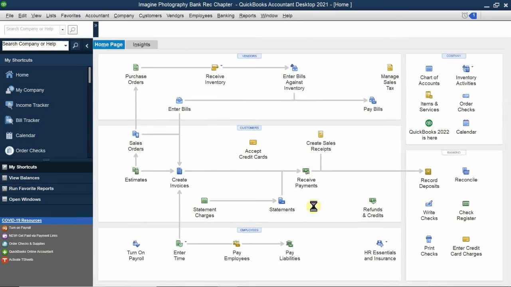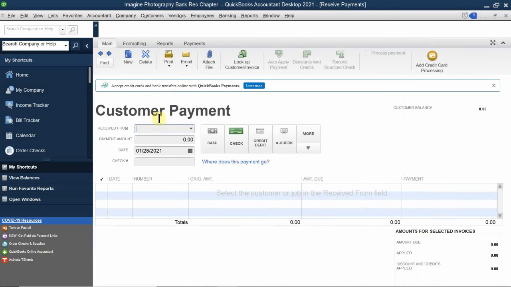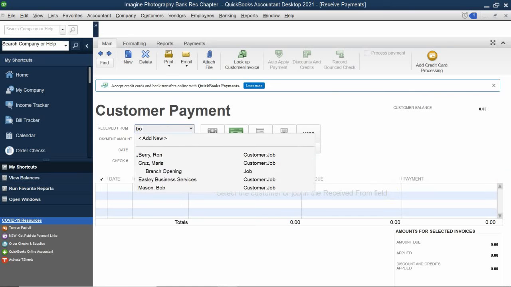If for any reason he sends you another check back, you just record it as standard: receive payments, Bob Mason.